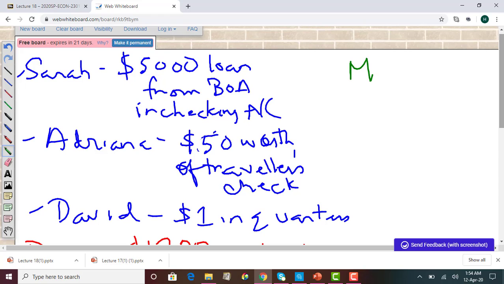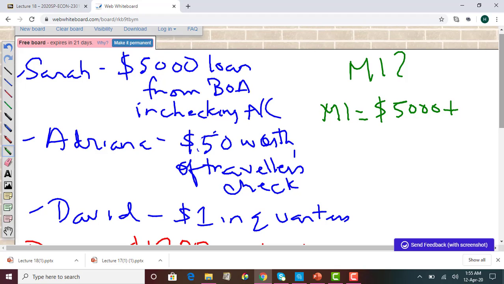What is M1? Okay, so again, based on the slides, we will try to calculate. M1 is a narrow measure that includes everything like checks, traveler's check, cash, and money in the checking accounts. So Sarah got a loan of $5,000 from Bank of America, and that money has come already into her checking account, right? So that's M1 because she already has the money in her checking account and it's part of money supply. So we will include that 5,000.